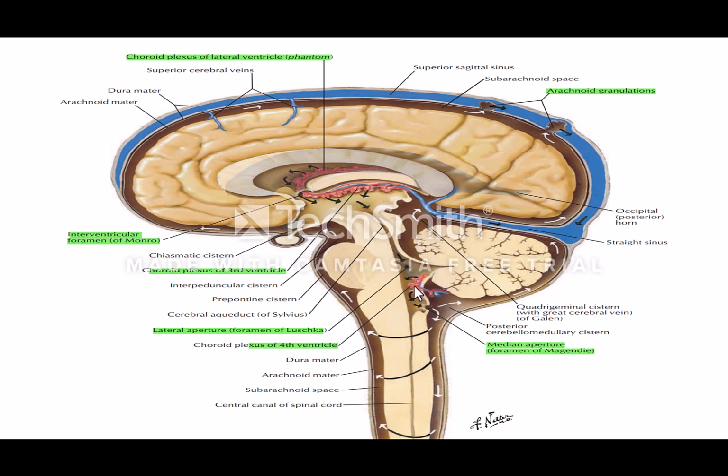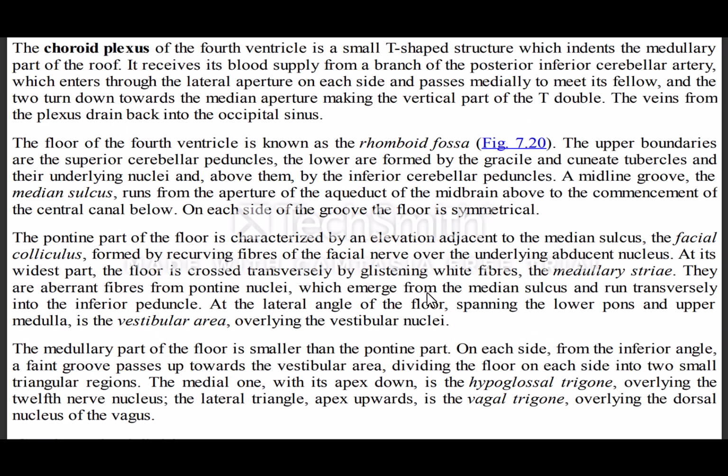If you're told to describe it in an exam, you have to say it has a floor, the pons and the medulla; it has a tent, the superior and inferior parts of the roof; it has the right and left lateral foramina of Luschka; it has the median foramen of Magendie, where CSF flows out. If you're able to mention these, to be honest, I would say you have done very well.